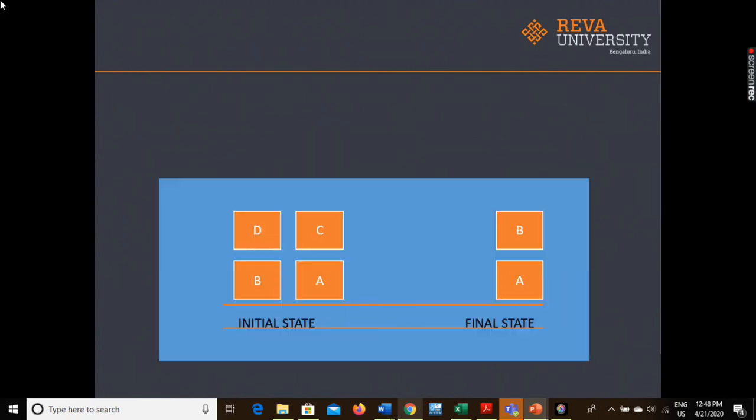Now let's try to understand the block world problem or the goal stack problem with the help of this particular illustration. Over here we have an initial state. Let's assume this is the table over which the blocks are placed. In the initial state, over the block A we have block C, and over the block B we have block D. Totally there are 4 blocks A, B, C and D. And the final state that we wish to achieve is A, and B is over A. This is the state which we want to achieve, and we call this final state the goal state.